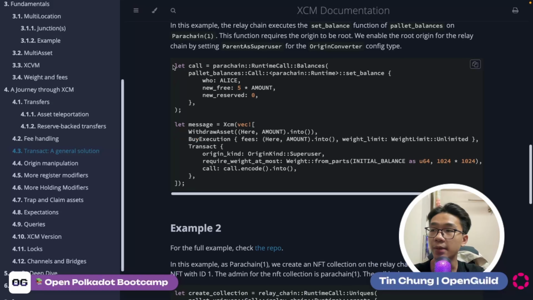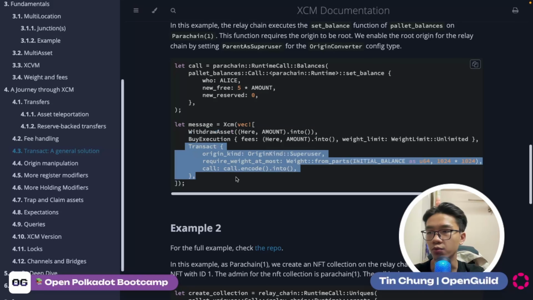So the first example for Transact is where you have the call balances. With this balances call, you want to set the balance of the native token of Alice to 5 multiplied by amount, and then you can call a withdraw asset by the execution and then transact that call to populate that amount to the Alice account using the Transact.